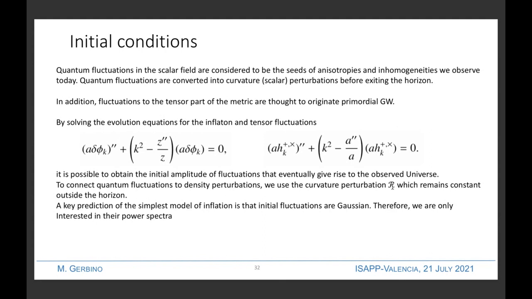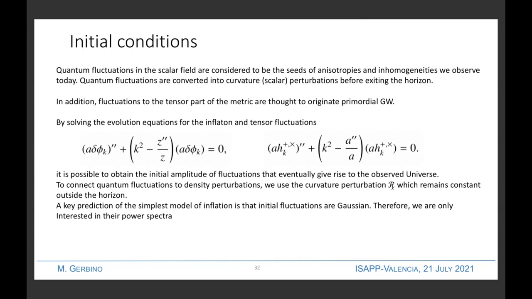Another key prediction of inflation is that the inflationary fluctuations are Gaussian distributed. And this means, again, if you remember what we discussed yesterday, that we are not really interested in the individual values of the inflationary perturbations, but rather we are interested in the statistical properties of the field. And since the field is Gaussian distributed, we are only interested in the first two moments of the distribution, the average value, which we take to be vanishing because we are dealing with perturbations, and the variance of the distribution, which is represented by the power spectrum of the perturbations, both scalar and tensor.